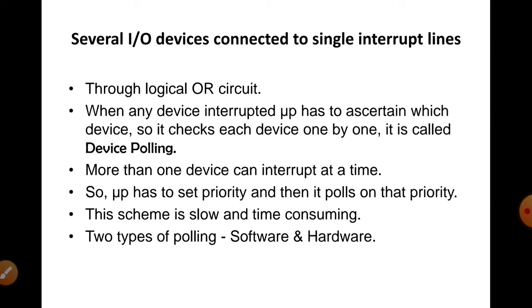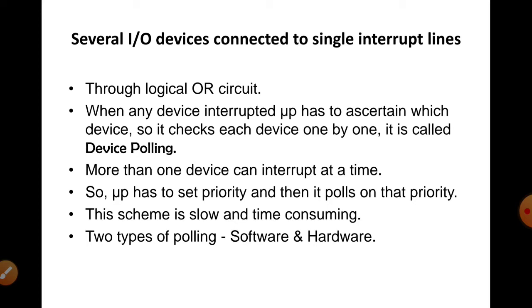When several input output devices are connected to a particular line, of course, there will be some logic circuit, that is an OR circuit, through which they will be connected. So, if there is a single line on which many devices are connected, and any one of the devices has interrupted, the microprocessor has to keep on checking which out of the many devices connected to that particular line has interrupted.